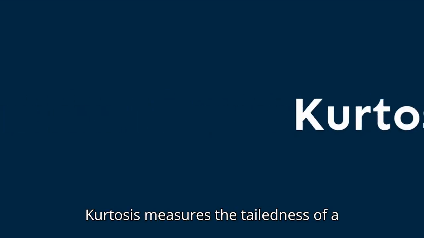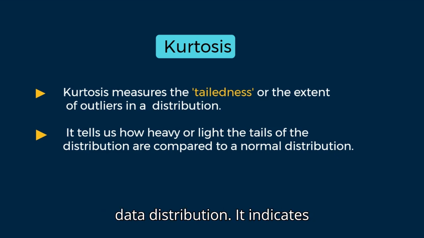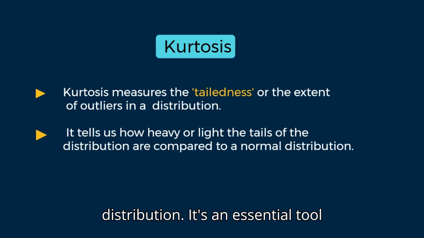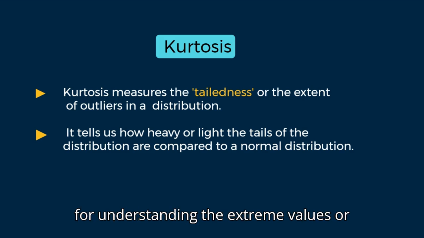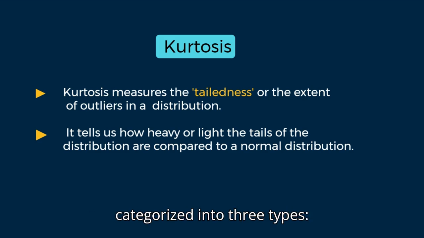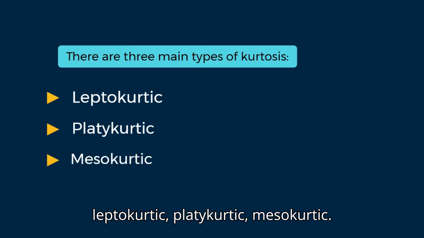Kurtosis measures the tailedness of a data distribution. It indicates how heavy or light the tails of the distribution are compared to a normal distribution. It's an essential tool for understanding the extreme values or outliers in our data set. Kurtosis can be categorized into three types: leptokurtic, platykurtic, and mesokurtic.